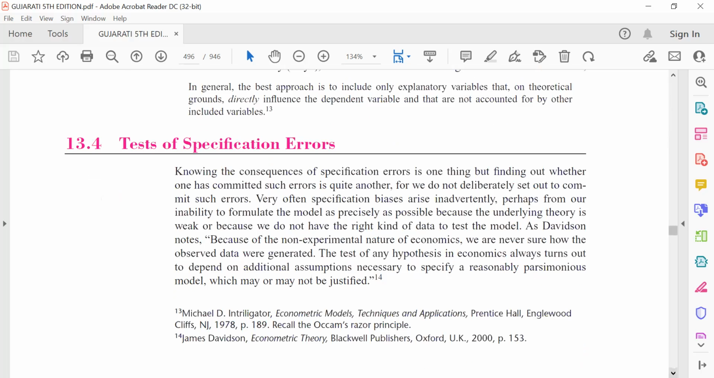Test of specification error. Knowing the consequences of specification errors is one thing, but finding out whether one has committed such an error is quite another. For we do not deliberately set out to commit such errors. Very often, specification bias arises in our model.